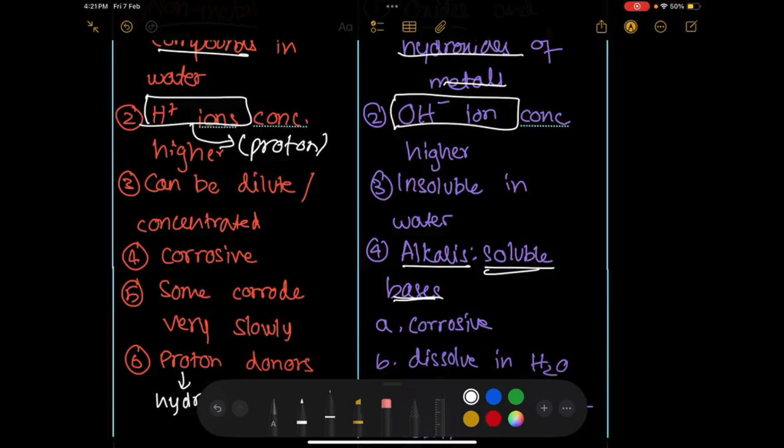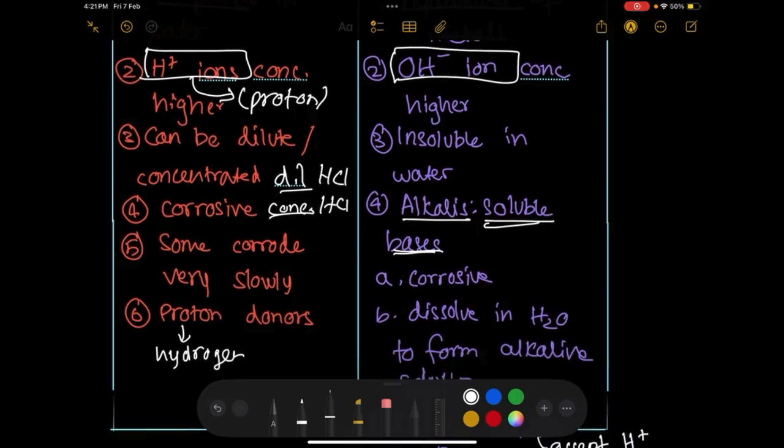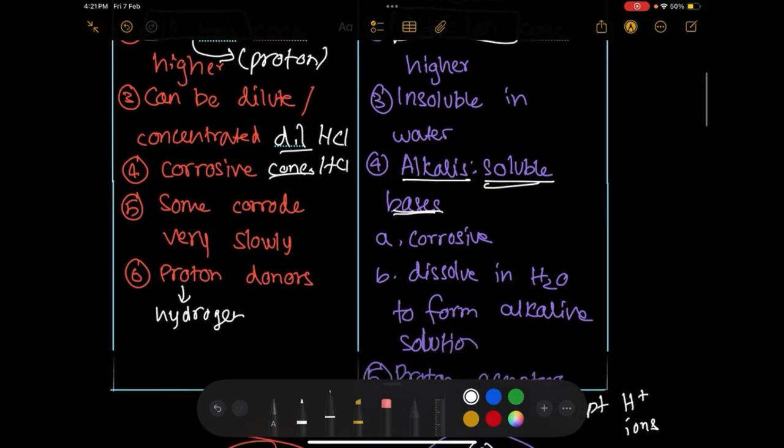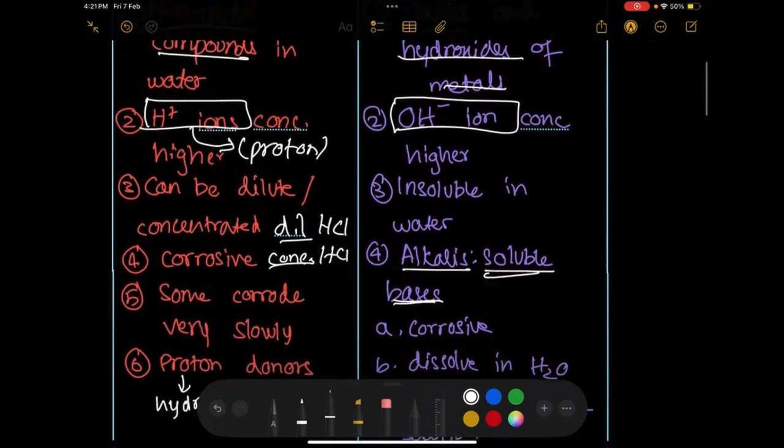For example, we see the words dilute HCl, concentrated HCl. We see these words a lot, so they can be either dilute or concentrated. They are corrosive. However, some corrode very slowly, and they are proton donors. Again, proton meaning hydrogen ion.